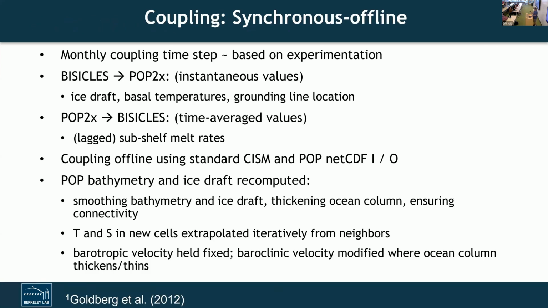Basically, the idea is that these models evolve on their own and then stop after some coupling interval, which is like a month, and then exchange information. The ocean model would give the ice sheet model its melt rates, and then the ice sheet model would give back the new under-ice-shelf geometry, like where the grounding line is and the ice thickness at any point, so you can reinitialize the ocean model to the new geometry.